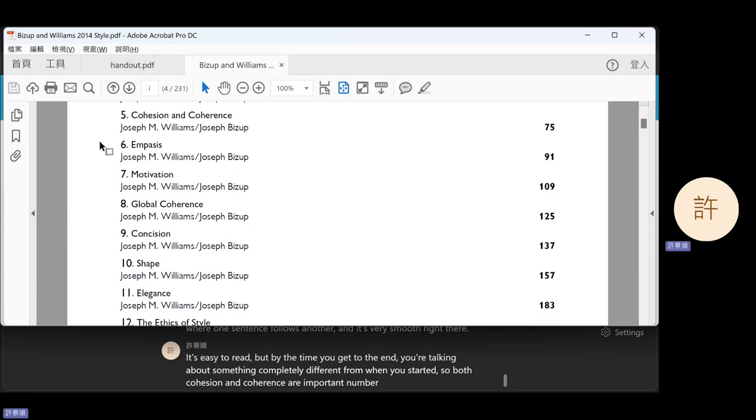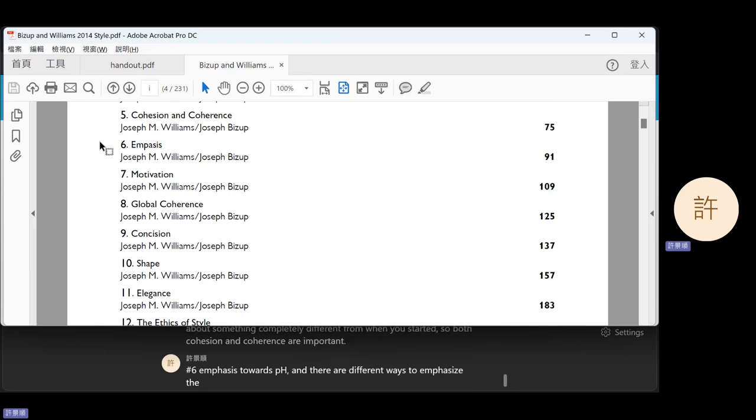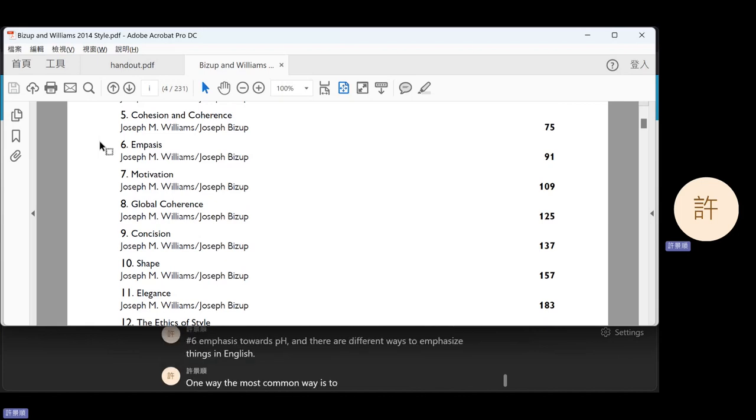Number six, emphasis. There are different ways to emphasize things in English. One way, the most common way, is to keep the important information to the end.